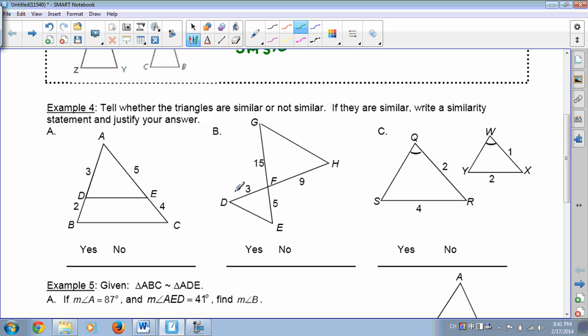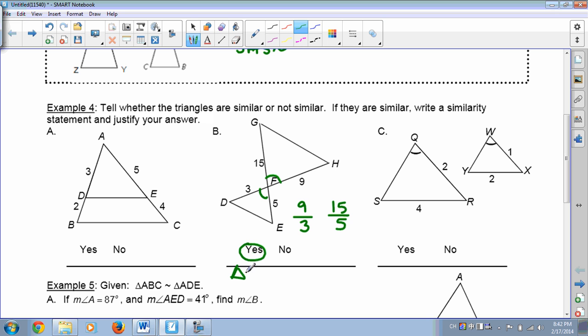Also, you have to ask yourself, where is the included angle and are they congruent? Well, the included angles are right here. These are the two included angles, and they are congruent because these are vertical angles. So we're hoping that if these sides are corresponding and proportional, then these triangles are similar. So 9 over 3, is that the same as 15 over 5? And yes, because we know that 9 divided by 3 is 3 and 15 divided by 5 is 3. So yes, these triangles are similar by side-angle-side similarity.